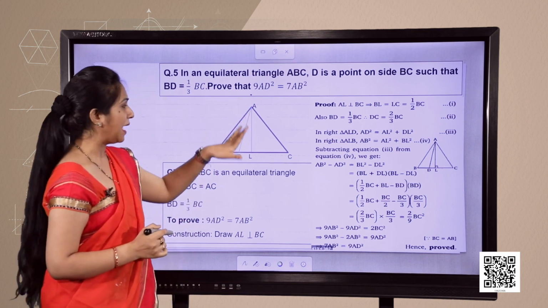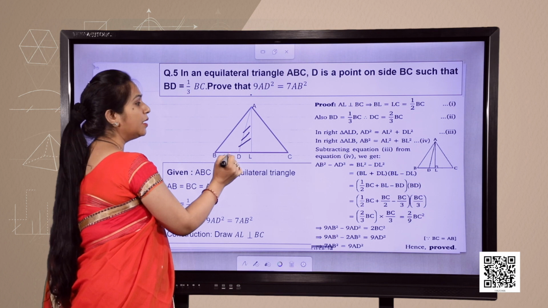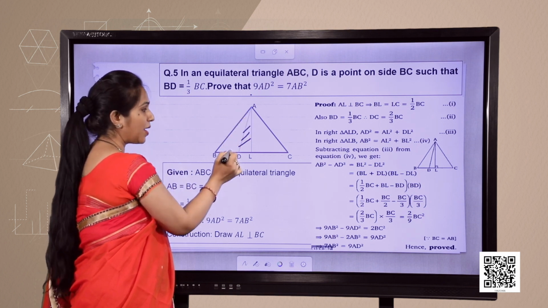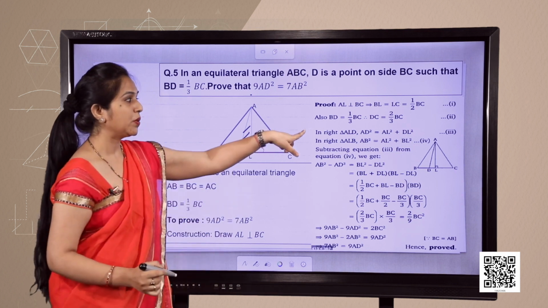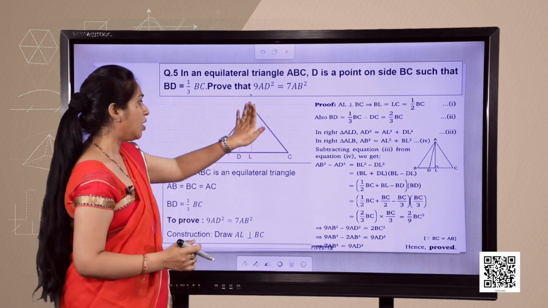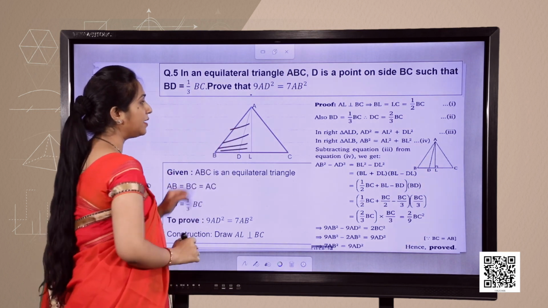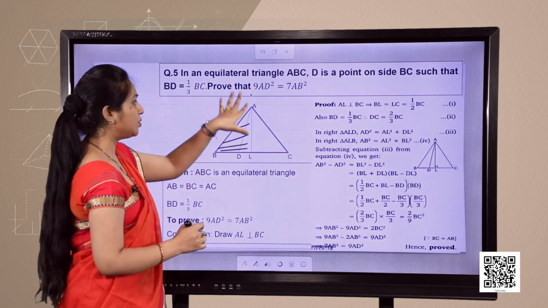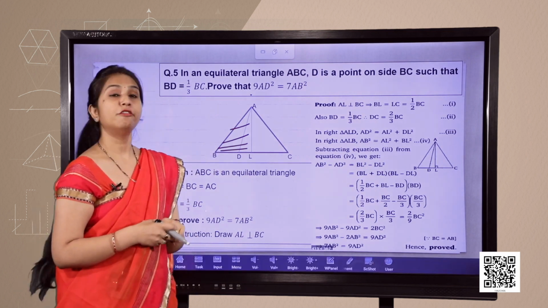So, when I am applying Pythagoras property in the small triangle ALD, what can we write? AD square is equals to AL square plus DL square, that is your equation number 3. And now, apply Pythagoras property in this big triangle. So, what can you write? AB square is equals to AL square plus BL square. So, that is your equation number 4.